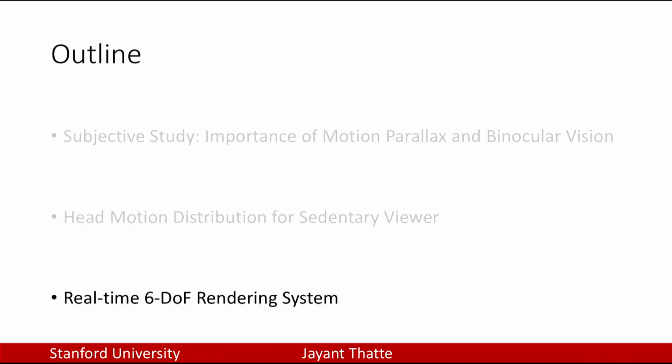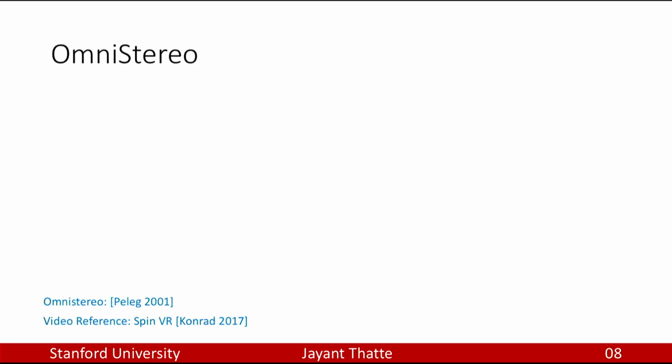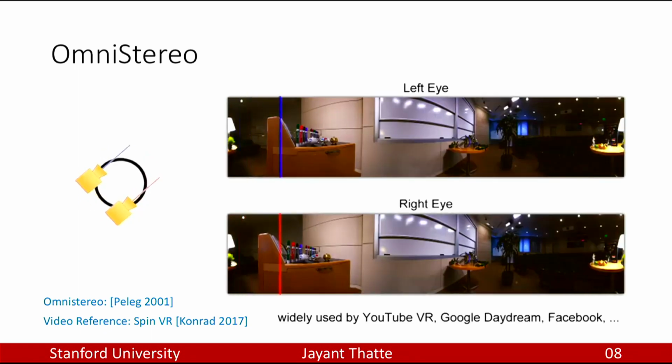Okay, now since I've talked a lot about motion parallax, in the last part of my talk, let me move on to actually giving you the details of the real-time system that we implemented that can render views with 6DoF within a limited viewing volume. And to do that, like Robert did, I'm going to start with OmniStereo, and I'm actually going to borrow his slide because it's a very well-made slide.